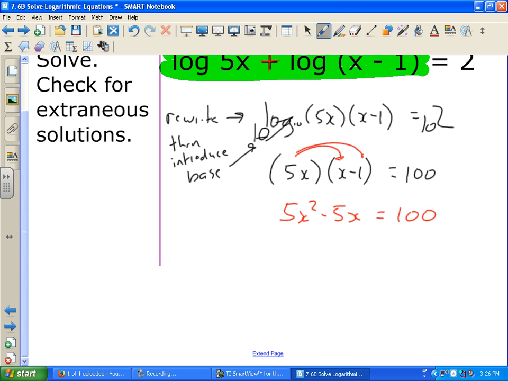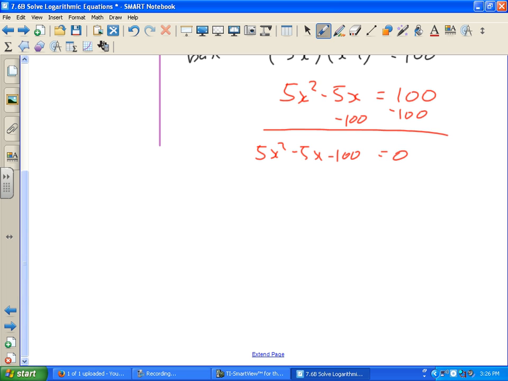Oh, no. I see what you did, Mr. Wood. You tricked me. I know how to solve this problem. I just don't like it. Minus 100 from both sides of this equation, and we have 5x squared minus 5x minus 100. Some of you guys are going, sweet, we're back to factoring. I know how to do this.